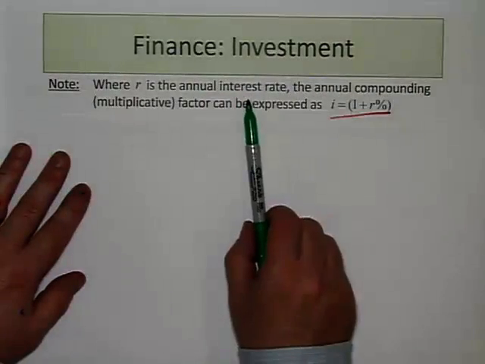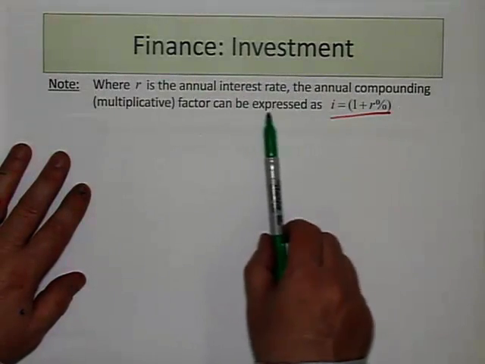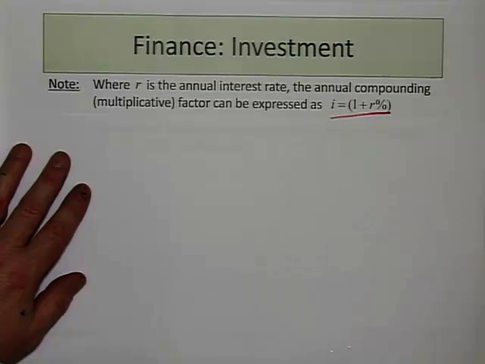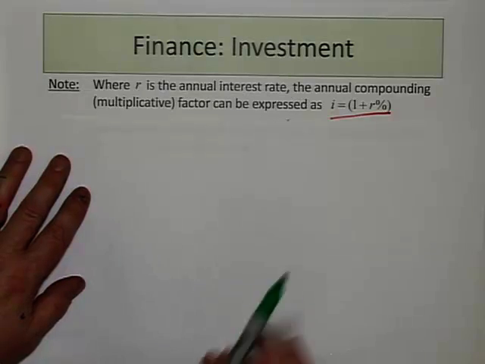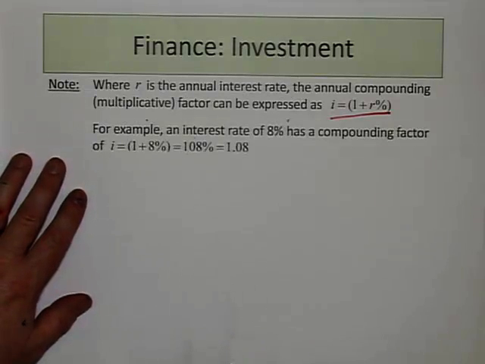So it's both the time and the value of money. So here it says, when R is the annual interest rate, the annual compounding multiplicative factor can be expressed as I is equal to 1 plus R. Now that sounds like a lot, so we'll take that in sort of simpler English.